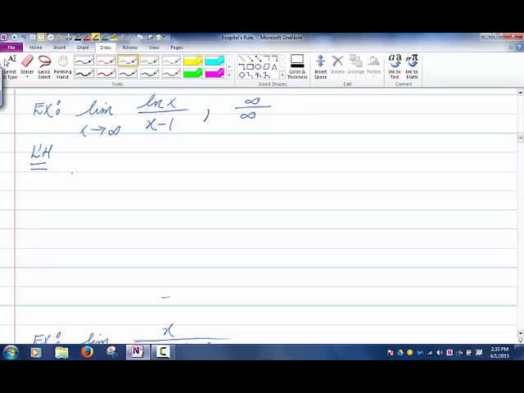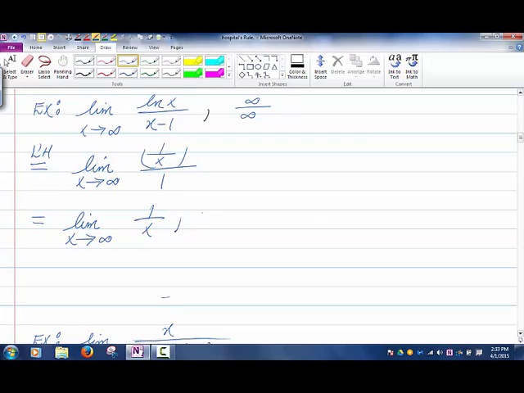So I could say this is what? The limit as x goes to infinity. What's the derivative of ln of x? 1 over x. Again, I get 1. I guess we have done this. So this is the limit as x goes to infinity of 1 over x. And what is the limit of 1 over x as x goes to infinity? Okay, let me say it this way.